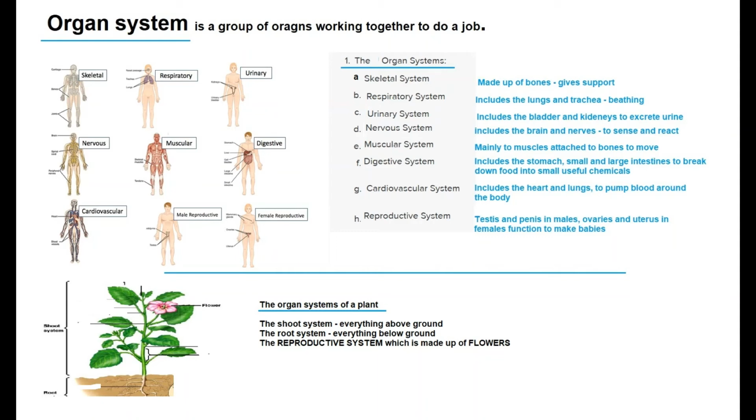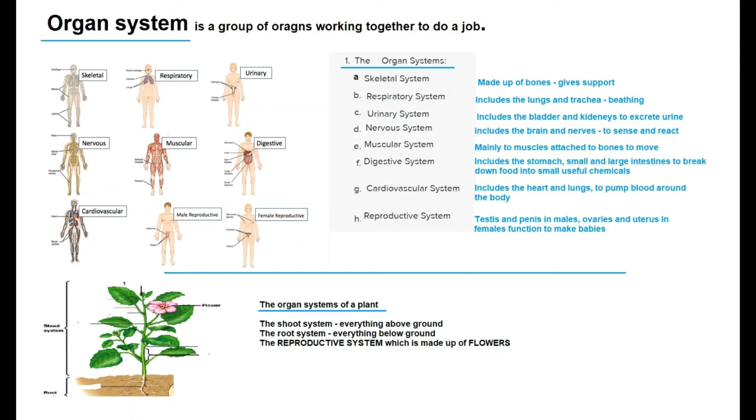which comes out of a tube called the urethra. Then you've got the nervous system made up of the nerves, the muscular system made up of the muscles. The cardiovascular system helps the blood pump around the body. And the reproductive system, two different types, one in females and one in males, their job is to make babies.